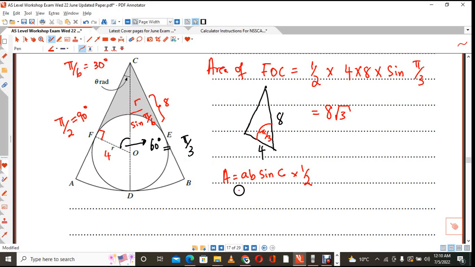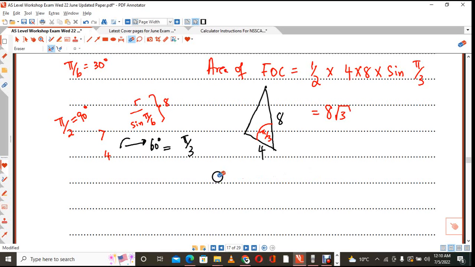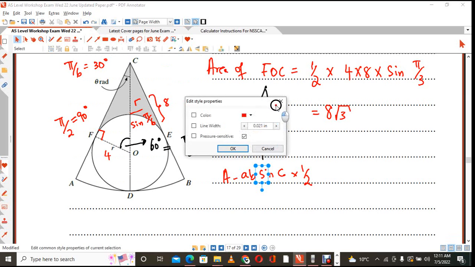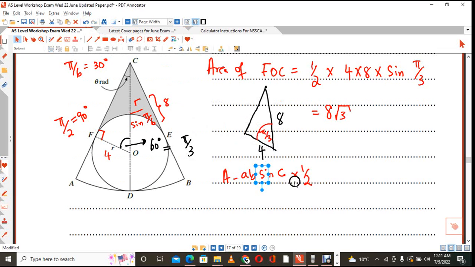So if I have to find double that, I have to quickly undo what I just did here and bring back my sketch, because I think I took it away. Right, there we go, technology.